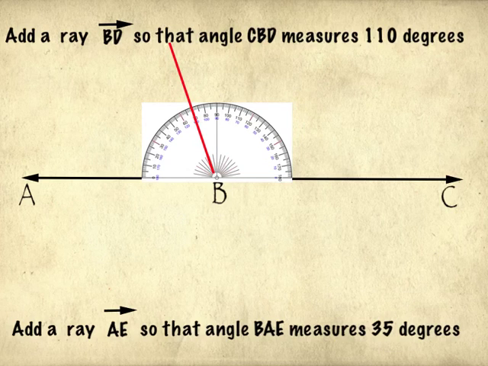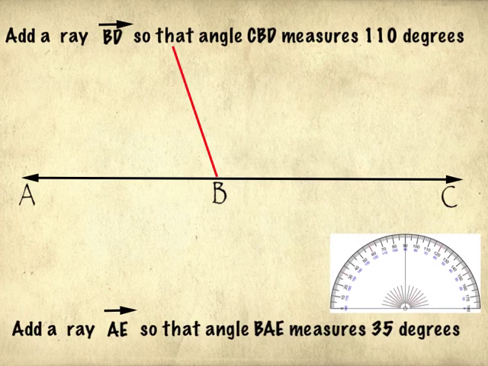I'm just going to move it down a bit so that it's right. Then I can move my protractor over, and I can label this line D. And there you have it. I created a ray BD so that angle CBD measures 110 degrees.